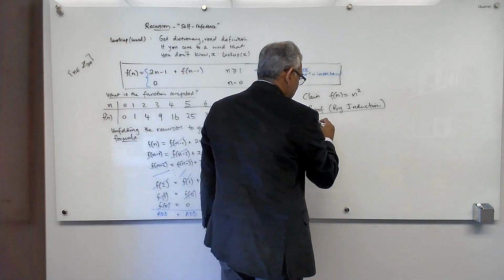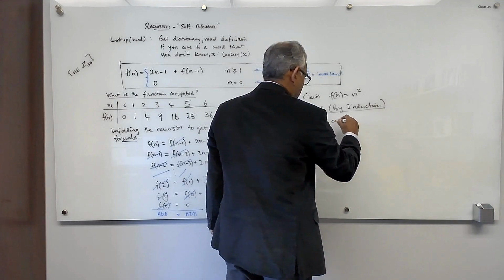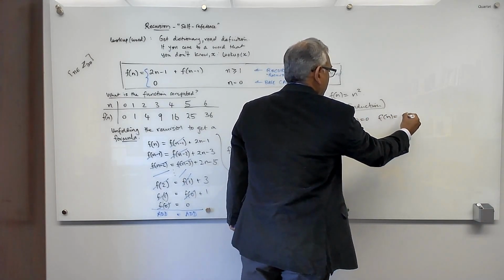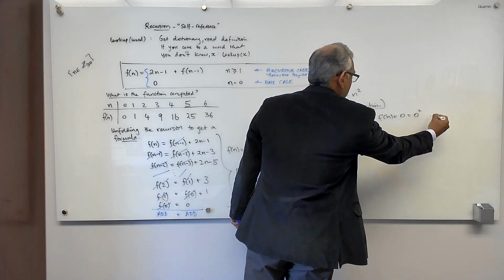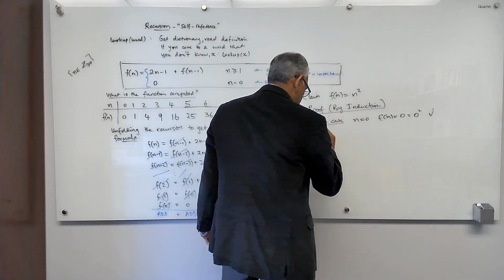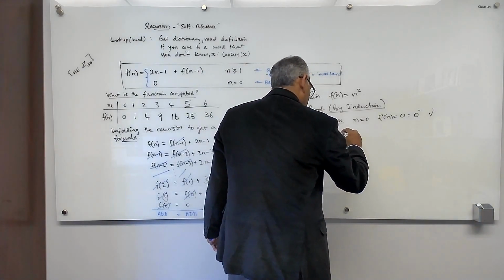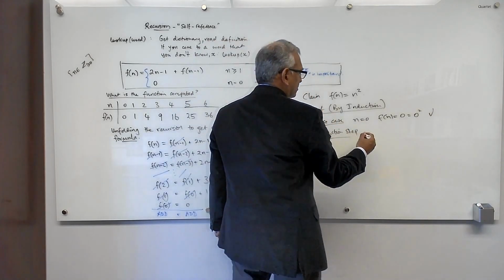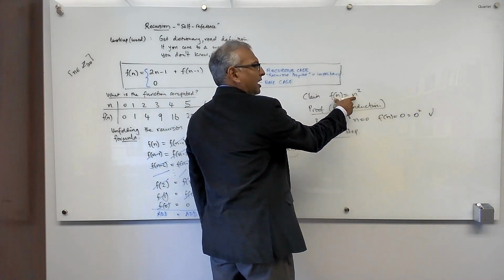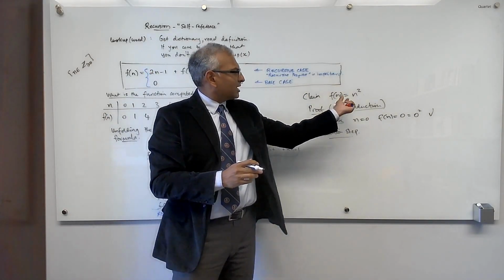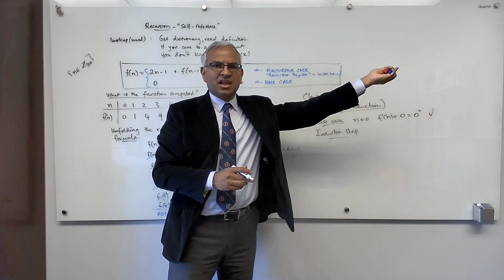So the proof, base case. When n equals 0, f of n equals 0, which is equal to 0 squared. So check. The base case is true. Now, the induction step. I need to prove that if it's true for n, then it's true for n plus 1. I need to prove that my claim for n implies the claim for n plus 1.